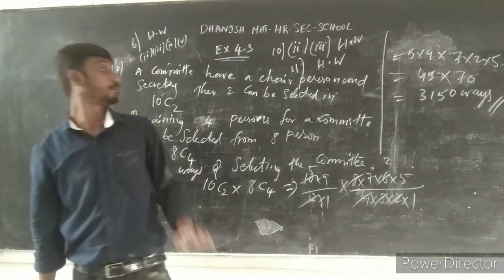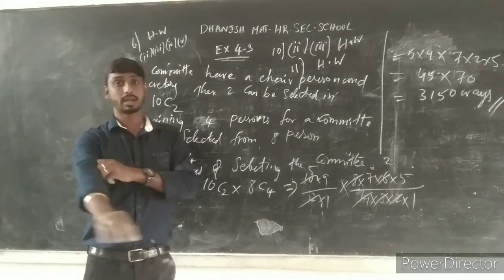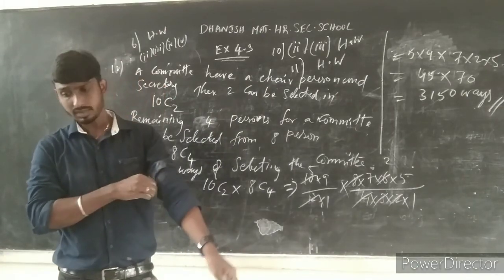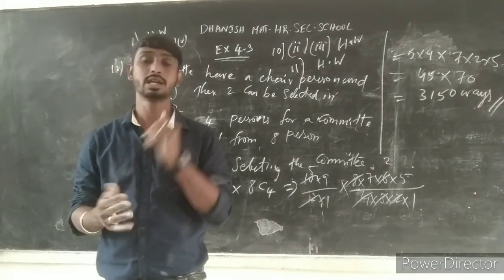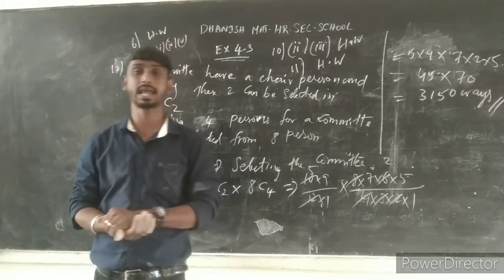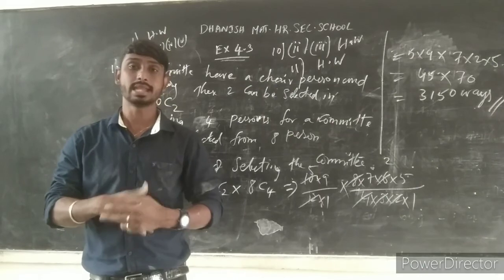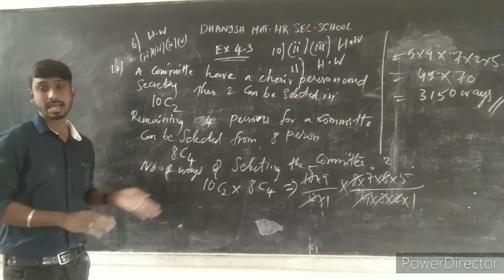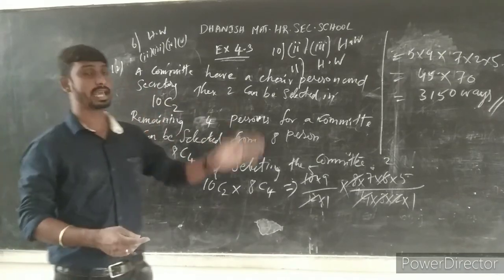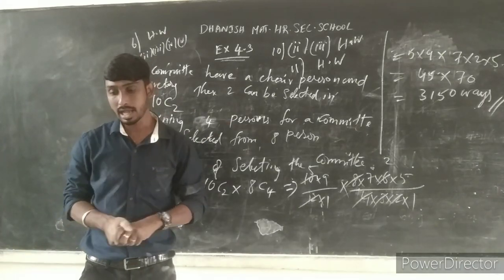Okay children, in today's class we saw the combination type of sums. We are using 2 types of formulas here: n plus 1 Cr equal to nCr plus nCr minus 1, and the selection type of sums. We find out the total number.